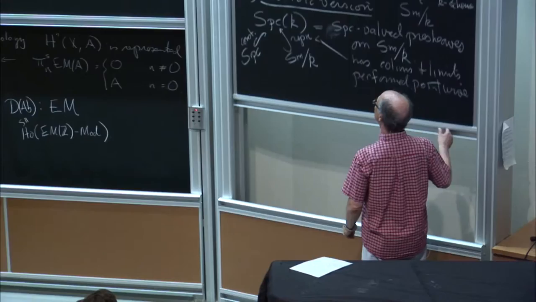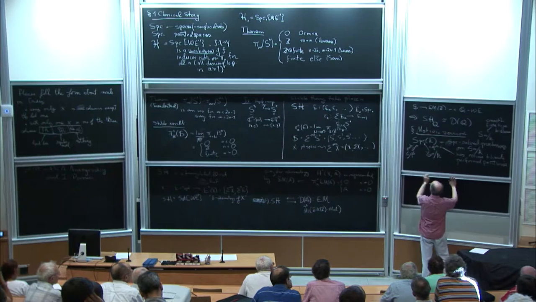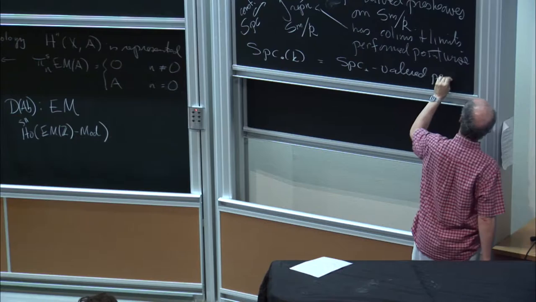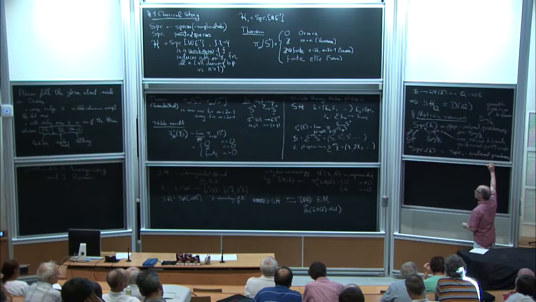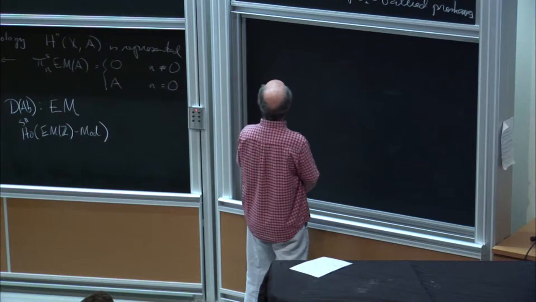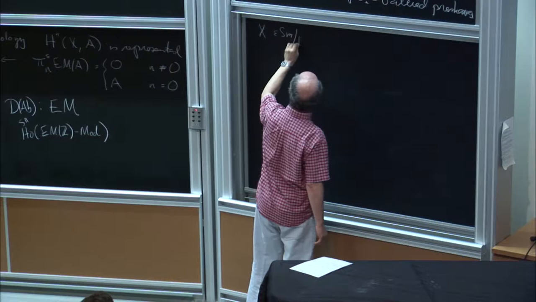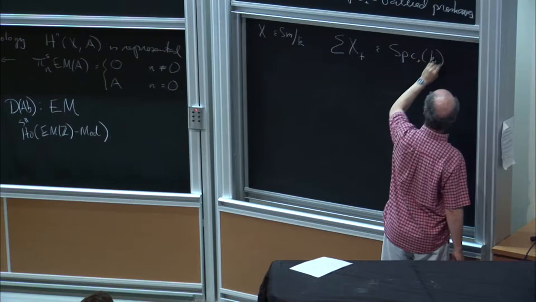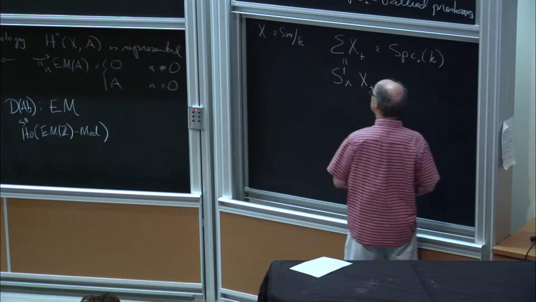Well, of course, there's also the pointed version. If you have a variety, a smooth scheme over K, you can always add a disjoint base point by just taking the disjoint union with Spec K. That's adding a disjoint base point. So if X is a smooth variety, then you can do things like take the suspension of X plus. This is a pointed space over K. It's just equal to S^1 smash X plus. It makes perfectly good sense. Okay, good.